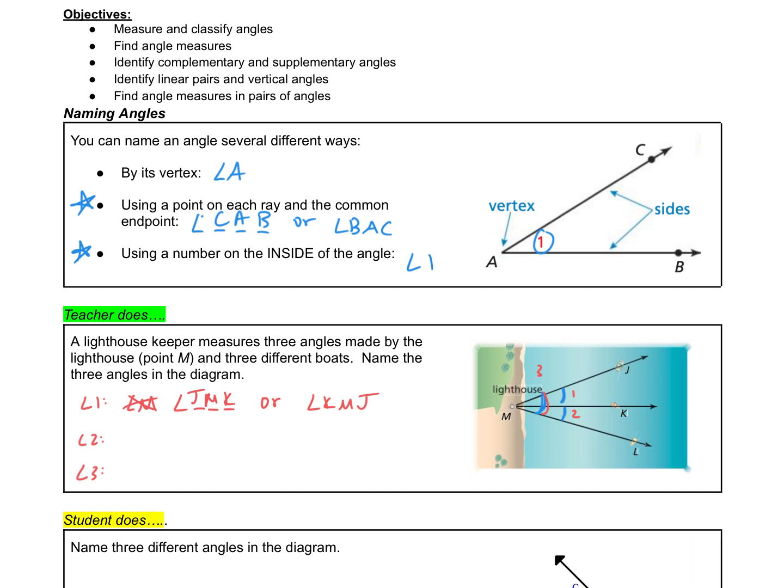So angle 2, similar idea. This angle right here still has a vertex of M. That's still what is holding together our angle. On either side, we have K and L. And again, the reverse order will work also. What's important is that that M is in the middle.